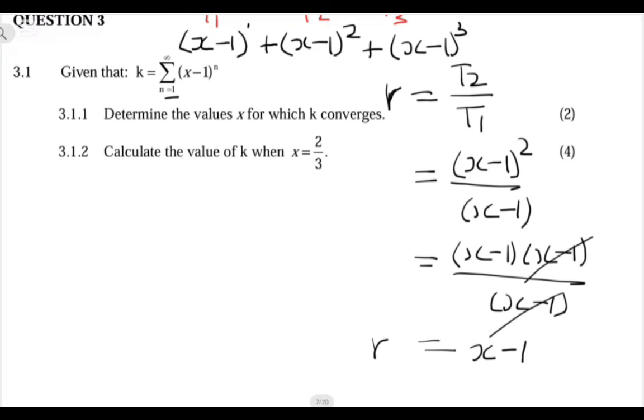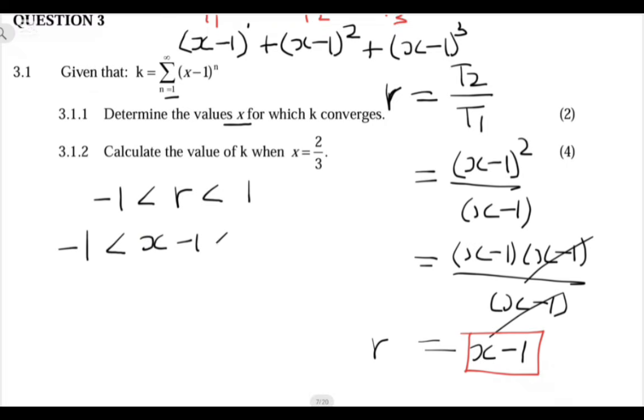Now that we have found the ratio, remember the question asks for the values of x where the series would converge. For a series to converge, the value of r has to be between 1 and negative 1. The value of r we have is x minus 1, so we substitute: negative 1 less than x minus 1 less than 1. Now we solve for x.